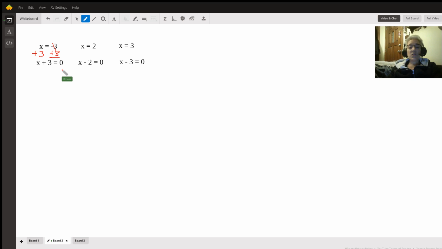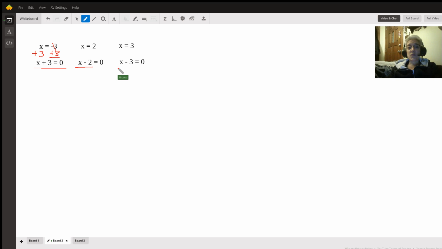Now, what we need to do is set these equal to 0. So, as in this first example, because this is -3, we need to add 3 to both sides, and then we'll be left with x plus 3 equals 0. Similarly, because this is a +2, you would subtract 2 from both sides, and then you'd have x minus 2 equals 0. And with this third one, you would subtract 3 from both sides, and you would get x minus 3. Now, why did I do that?